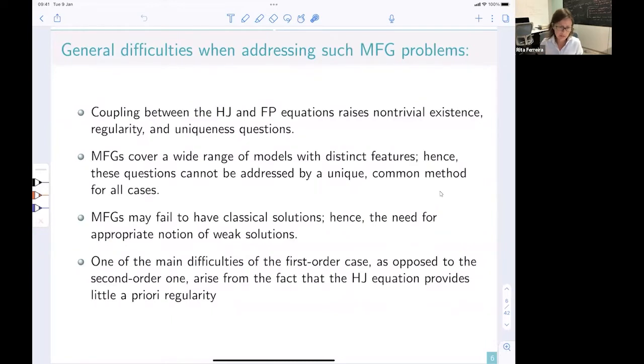And also, several of the cases that I'm going to present here today concern the first order case, so in the previous slide, when sigma is equal to 0. The difficulty there, as opposed to the second order one, is that the Hamilton-Jacobi equation provides little a priori regularity. So the first order case can seem, in some sense, a little bit more challenging.